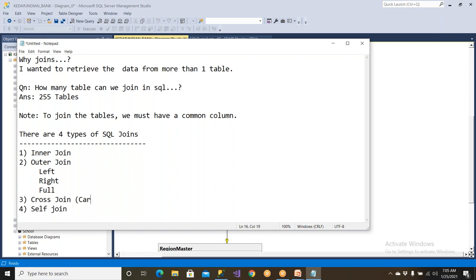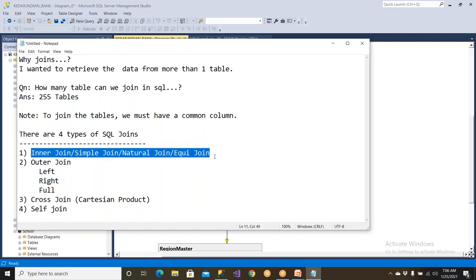Cross join is called a Cartesian product. Okay, this is also called a Cartesian product. So inner join, outer join, cross join, self join. Inner join is also called a simple join or natural join. There are a lot of names. Natural join, or it is also called an equi join. Okay, a lot of names for inner join.